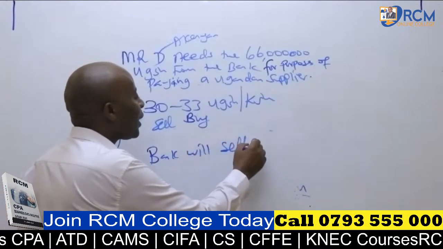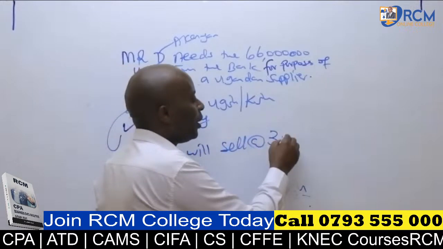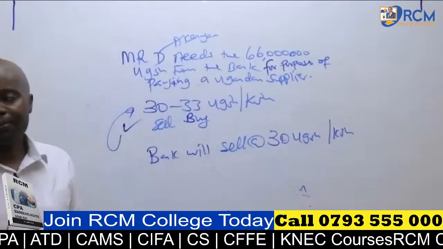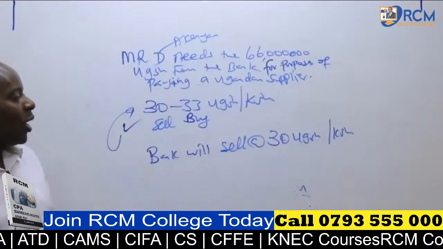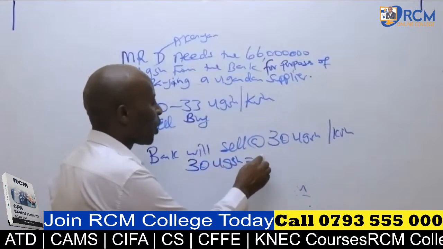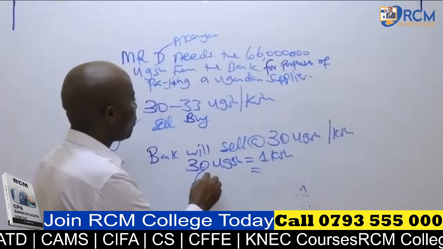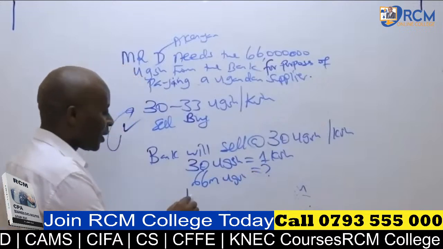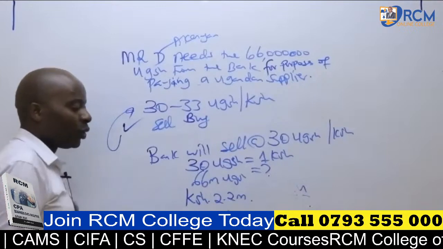So the bank will sell at what rate? At the rate of 30 Uganda shillings per Kenya shilling. So go ahead and exchange for us. We have 30 Uganda shillings equals 1 Kenya shilling. How about 66 million Uganda shillings? Please help me out. Some students are telling me that it's supposed to be Kenya shillings, 2.2 million.